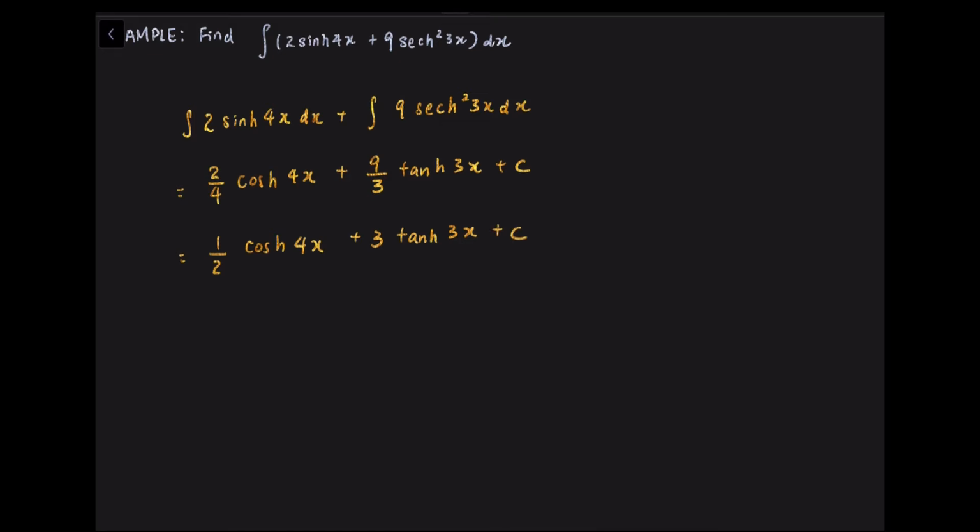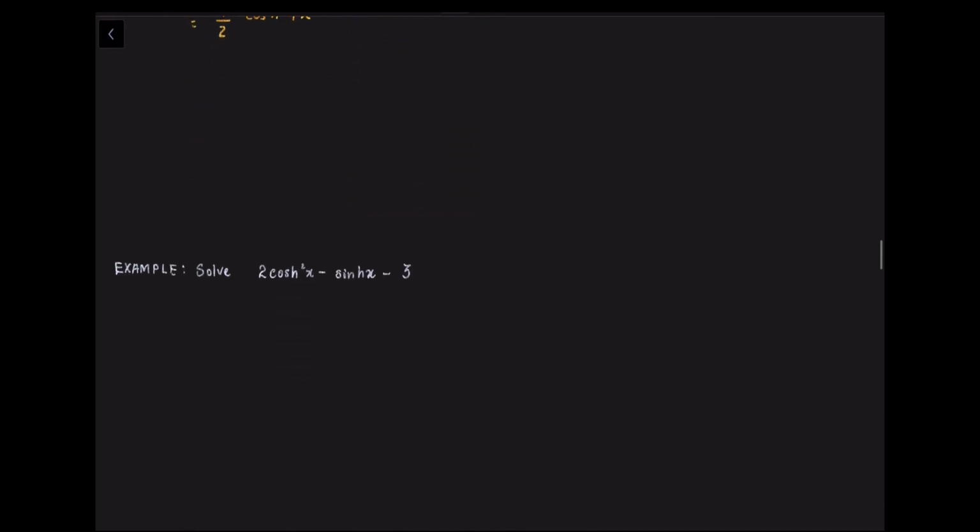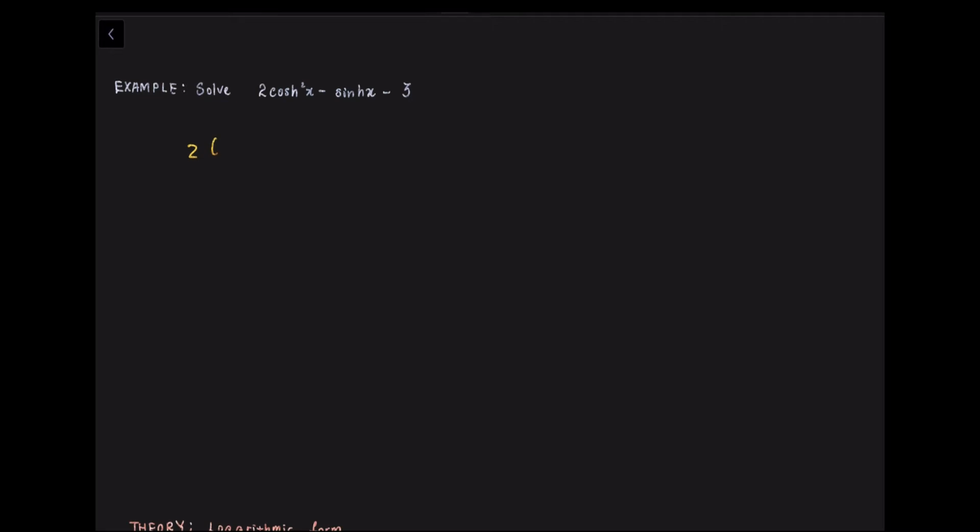Let us now look at how to solve the equation 2 cosh squared x minus sinh x equals 3. Using the identity cosh squared x minus sinh squared x equals 1, we obtain 2 times 1 plus sinh squared x minus sinh x minus 3 equals 0, which simplifies to 2 sinh squared x minus sinh x minus 1 equals 0.